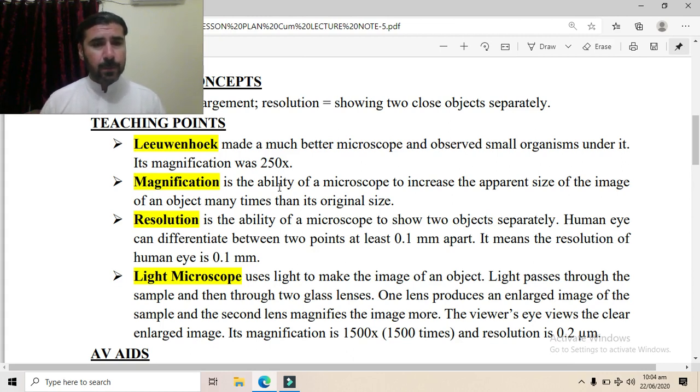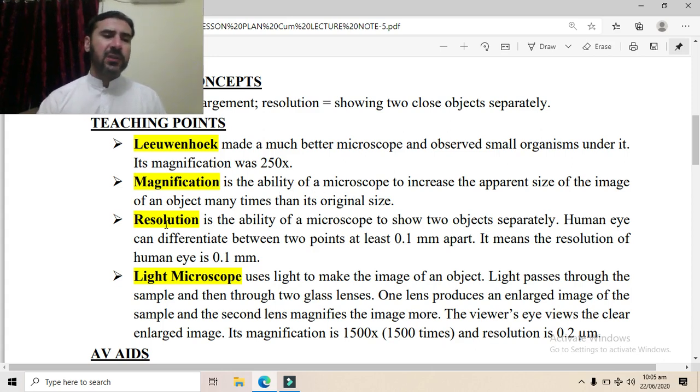So magnification is the ability of a microscope to increase the apparent size of an object many times than its original size. For example, in the above example, the Leeuwenhoek microscope has the magnification of 250x. 250x means it can enlarge the apparent size of an object 250 times. So any microscope that has high magnification is comparatively advanced.